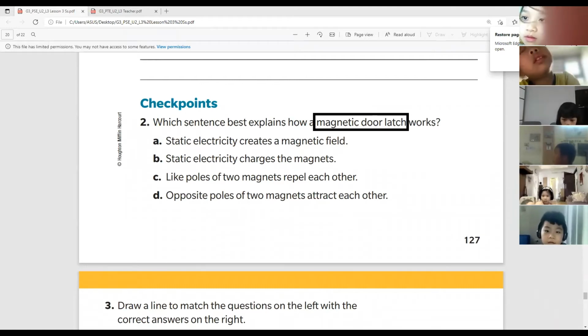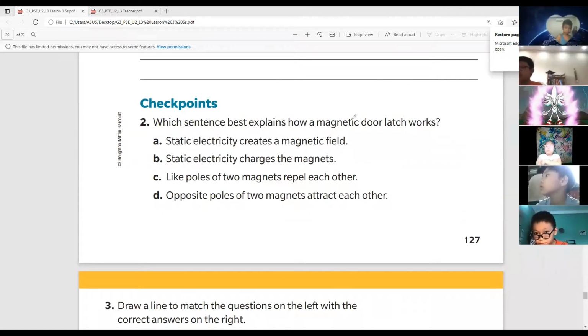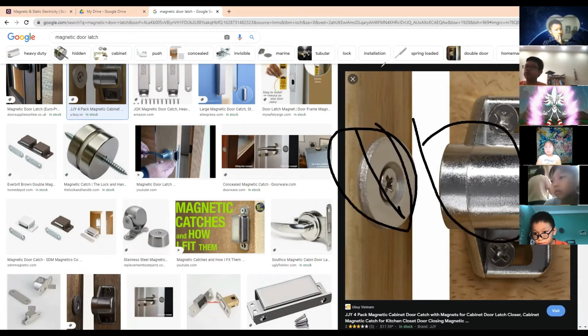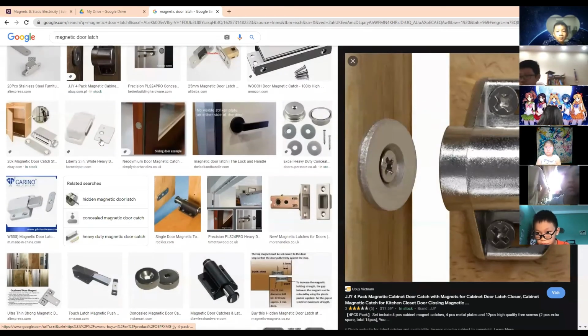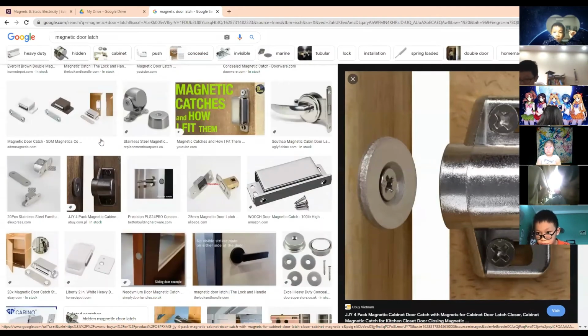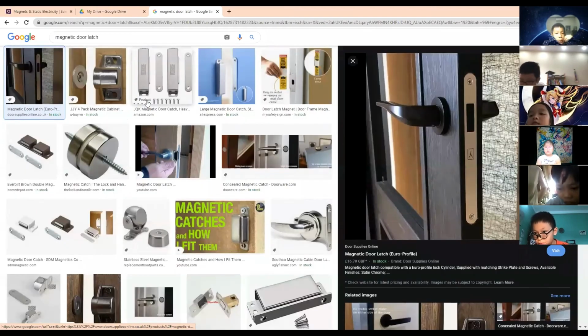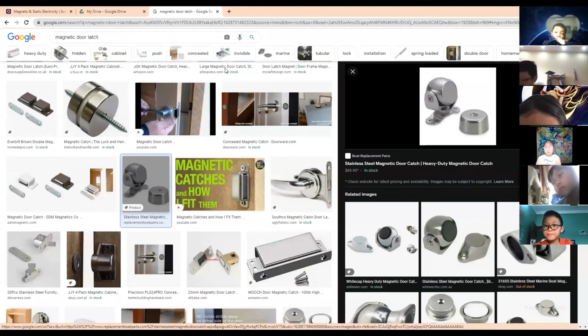Sorry. So I typed in magnetic door latch and we can see them here. This door is going to shut by using a magnet. You can see there's a magnet on both sides. There's a magnet right here, a magnet right here, and the door is going to shut using them. Okay, guys, so this is a magnetic door latch. It just allows a door to shut using a magnet. Here's another example. It's just two magnets, guys. It's just two magnets that latch together.